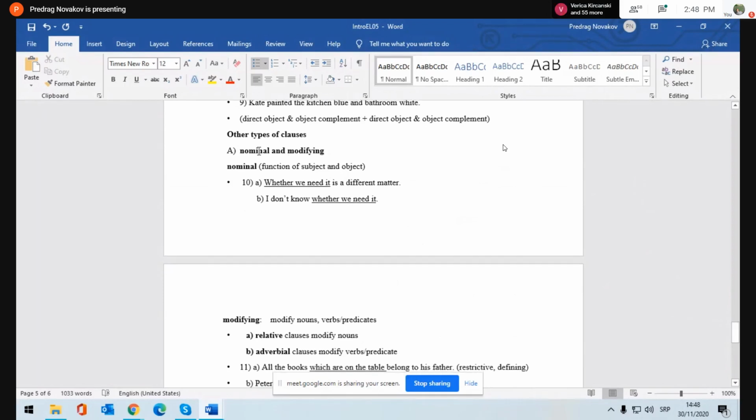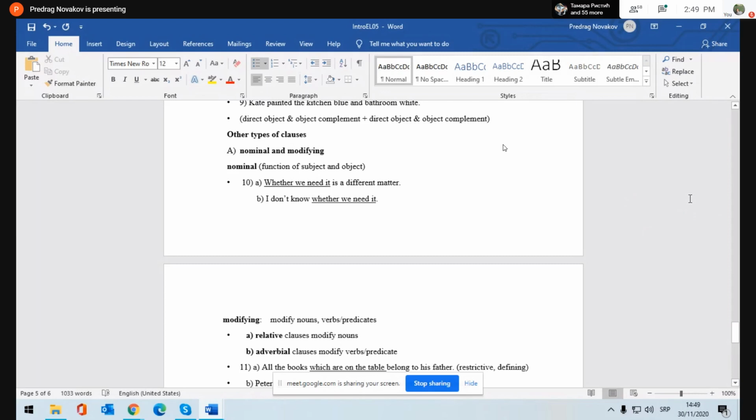So the first division is into nominal and modifying clauses. Why do we call the first type nominal? Because they function as the noun, function as the subject or the object. You have it here in brackets. So again, we call them nominal because they have the function of a noun, like a subject and an object, like in 10 A and B, okay? So whether we need it is a different matter, okay? Whether we need it is a subject, clearly, because it is followed by a verb, okay? But it is a clause, and it is a nominal clause because it functions as the subject.